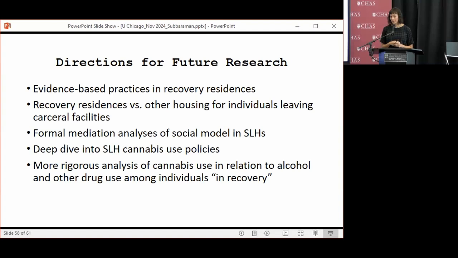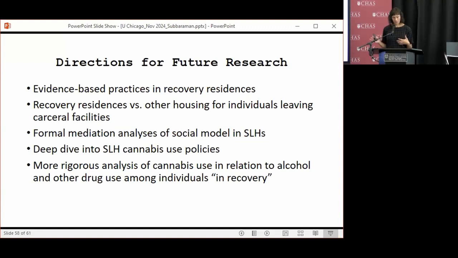One study that I would love to do, but I think I need to collaborate with someone in this room, is to look at how recovery residences versus other types of housing for folks leaving carceral facilities differ. Might recovery residences, because of their focus on recovery support, be more beneficial for individuals with SUD who are leaving carceral facilities?